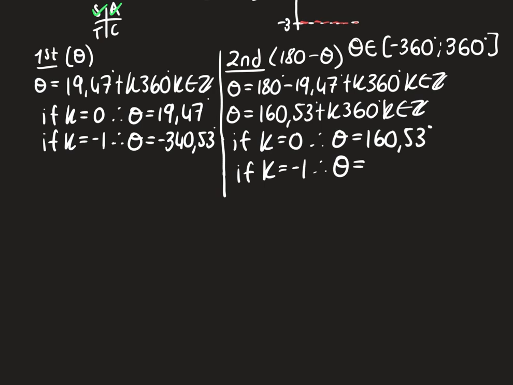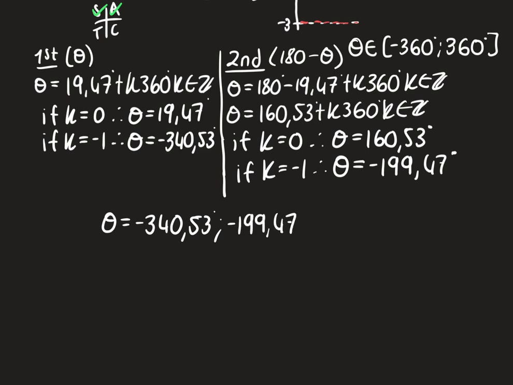So we can say 160.53 minus 360, and we're getting a minus 199.47 degrees. And fantastic, guys. So that is our answer for these. There's 4 answers here. So let's see. Theta, always in ascending order, everybody. So we always start with our lowest. So we've got minus 340.53, minus 199.47, and we've got 19.47 degrees. And we've got 160.53.